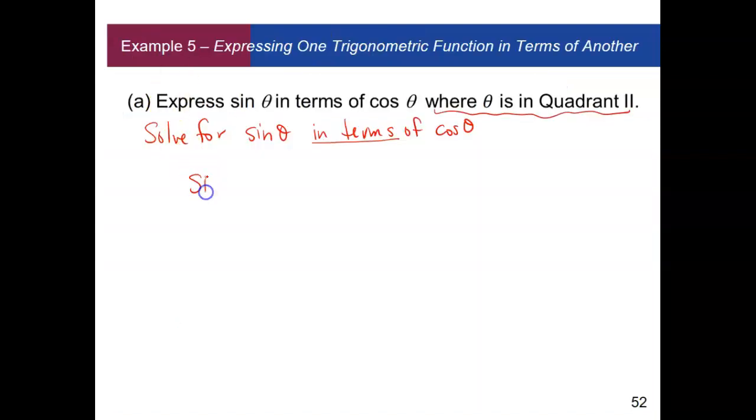I'm going to start with sine squared plus cosine squared equals 1. And I'm going to solve this for sine.